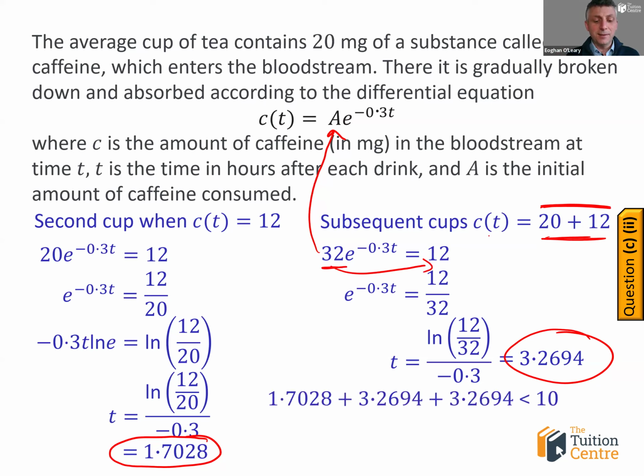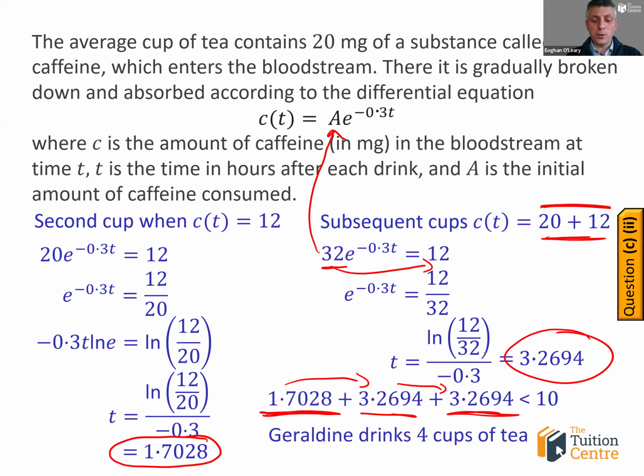So then you'd say, well, okay, will she get to drink the third one? So this is the first cup, the first cup to the second cup. Well, she drinks the first cup. It's 1.7 hours later, she drinks the second. Then 3.2694, she drinks the third. So she'll have drank the third one. But now what are we up to? I'm looking at the numbers here. 2, 5, it's like 8.2, 8.3, something like that. 8.3 is less than 10.